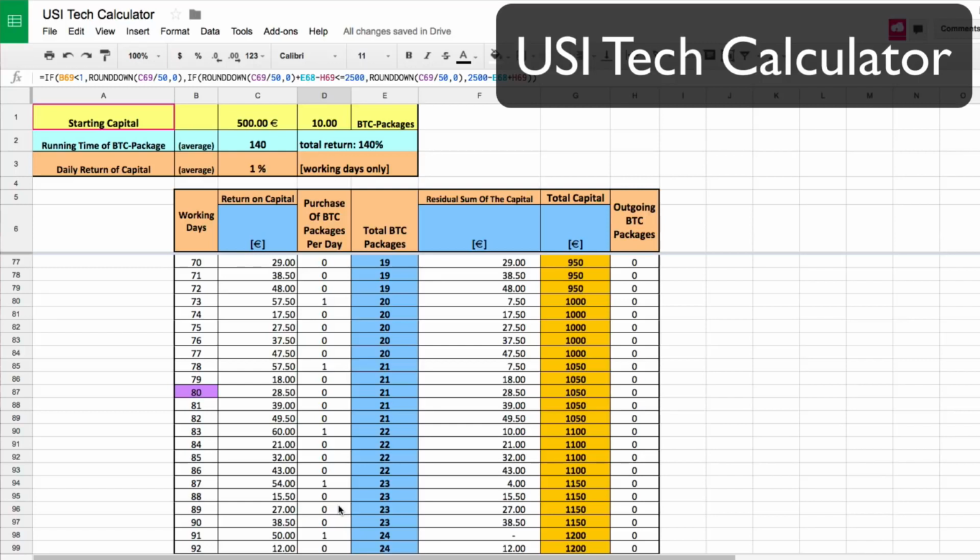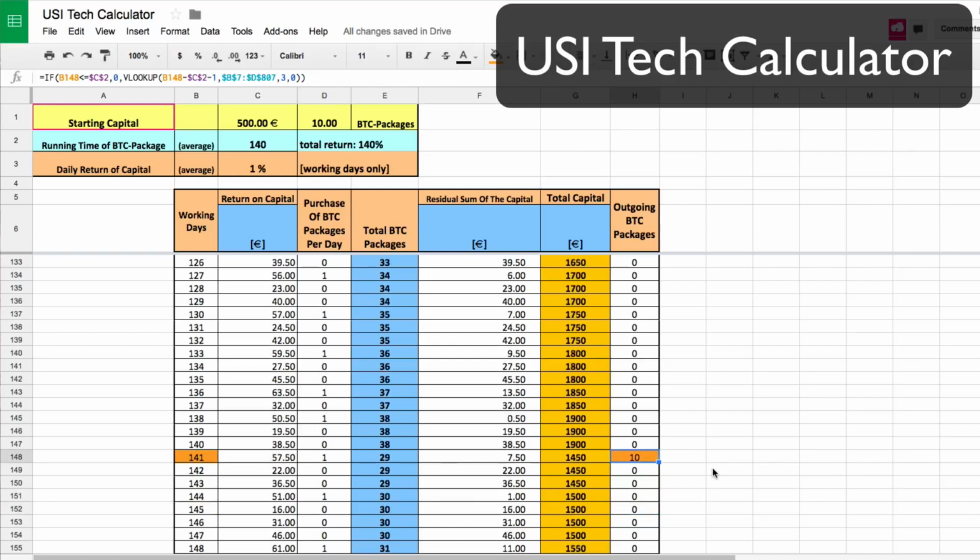Now, by day 140, when this thing is totally done, because they pay out 140 working days, that's business days, not regular days, the 10 packages you first put in will drop off. But I want you to notice something. Your return on capital, if you reinvest 100% at the end of this 140-day cycle, is nearly triple. So you're up to 1450 on a total return on capital.